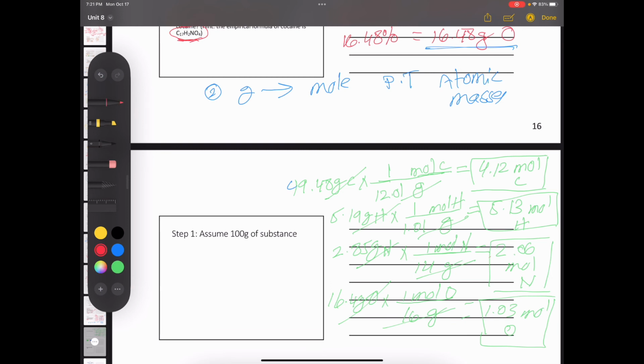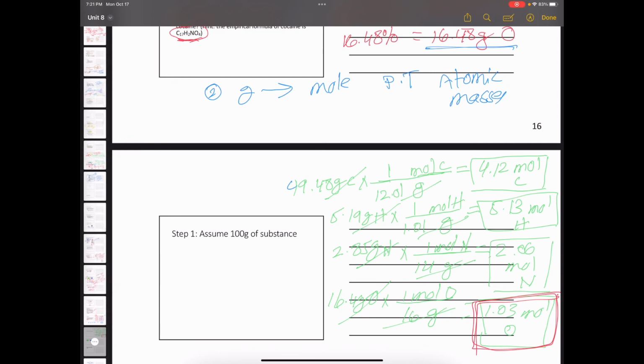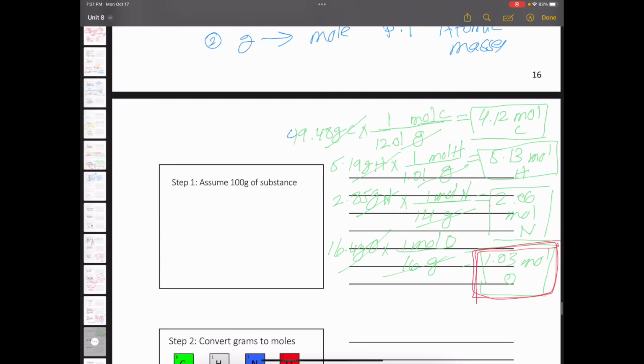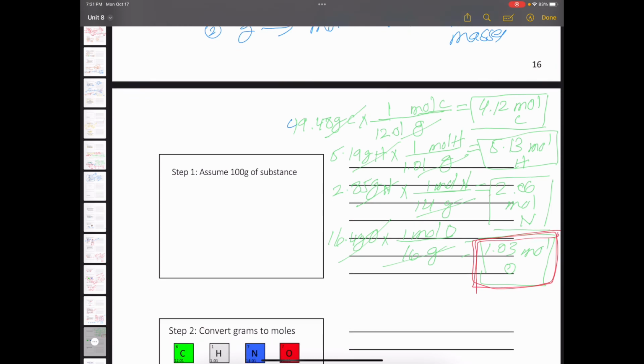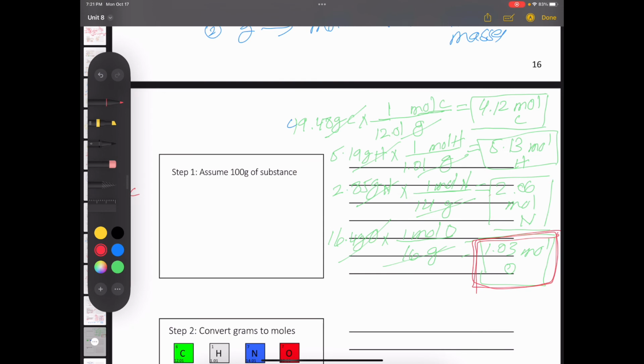Okay? Now I'll have to find out which one is the smallest mole calculated for one of those elements. And it's pretty obvious, it's the oxygen. So the oxygen has the smallest number of moles as part of that formula. Now I'm going to divide all the moles that I've calculated for every single element by the factor of 1.03, in order to find out exactly what the ratio is for every element in that chemical formula. So that would be for the carbon, for the hydrogen, for the nitrogen, and for the oxygen.